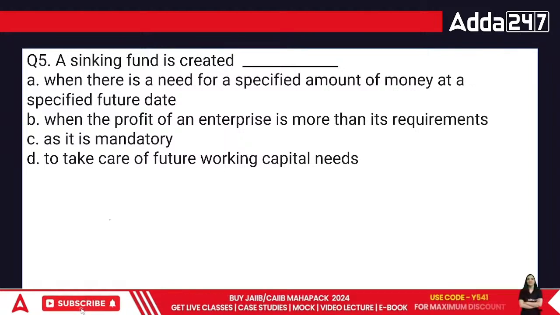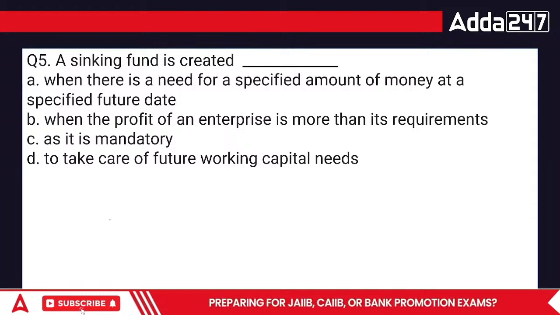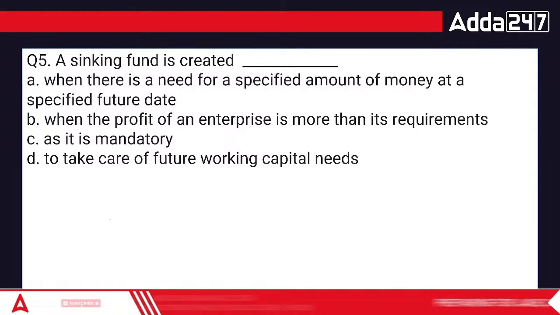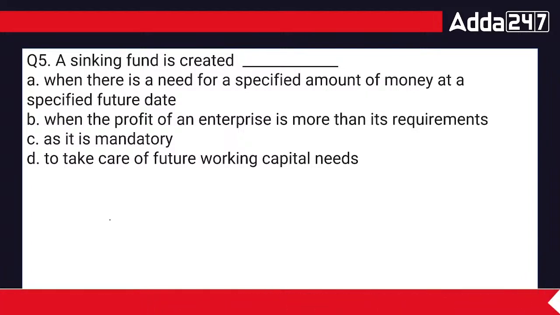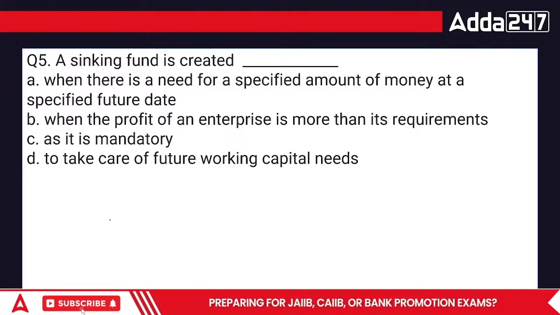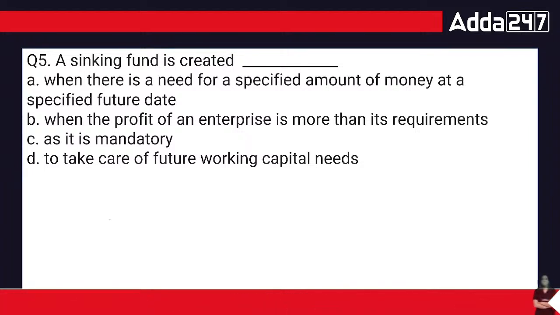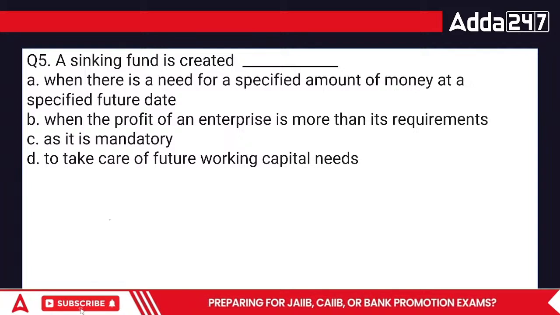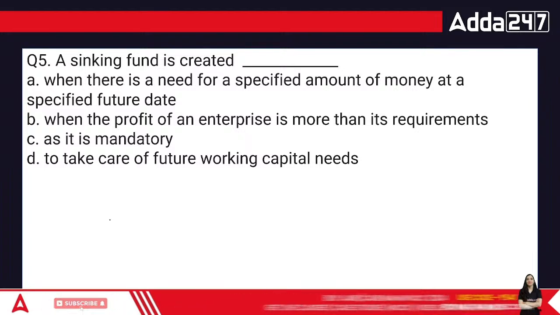In this case, the amount is defined that after 10 years, right now, if I start investing, I will have to invest less because I will get interest on interest as well. The market fluctuations can also be on my side, not exactly, but yeah, it can be. So when there is a need of a specified amount of money at a future date, is it the first point which is matching with what I just stated? Then, when the profit of an enterprise is more than requirements as it is mandatory or to take care of future working capital needs. Everybody, we have just done this part. The answer is A.